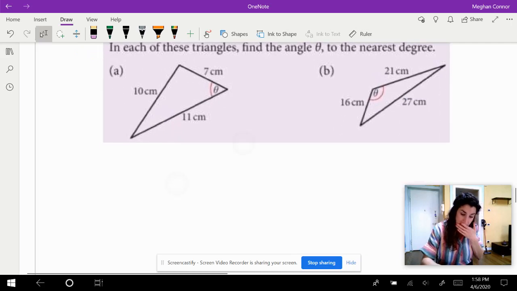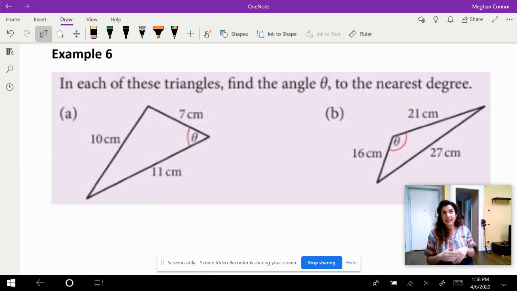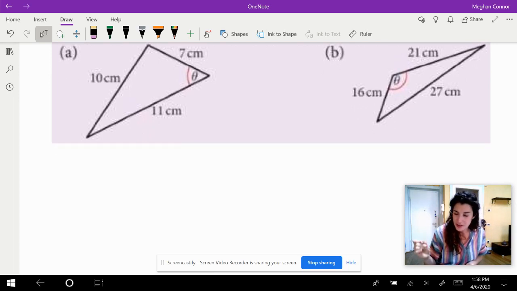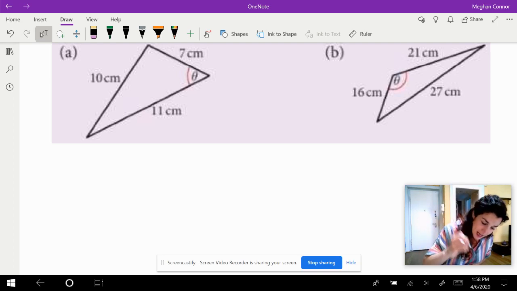All right. When you have 3 side lengths and no angle, we use the law of cosines to solve for at least one of the angles. It's kind of a pain in the butt, but we'll talk about the algebraic process. Okay. In each of these triangles, find the angle to the nearest degree. I think we can do it using our calculator. That's why I paused. And we're going to explore together on whether or not we can use our calculator.